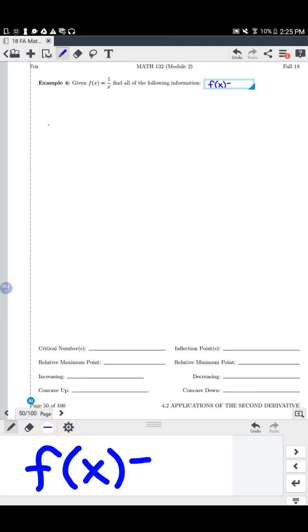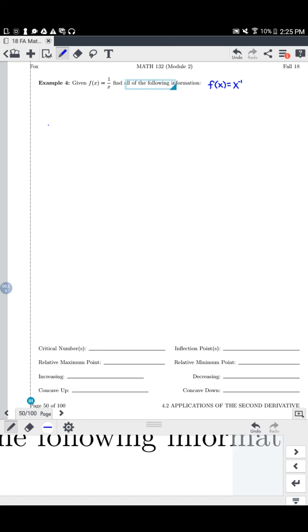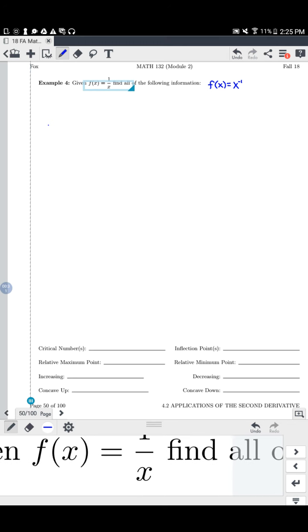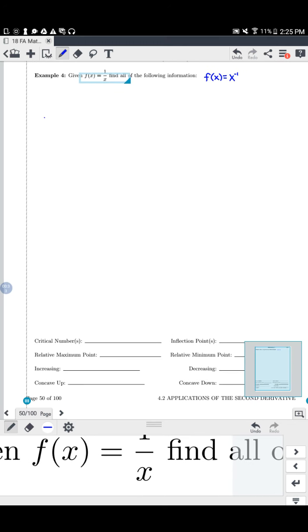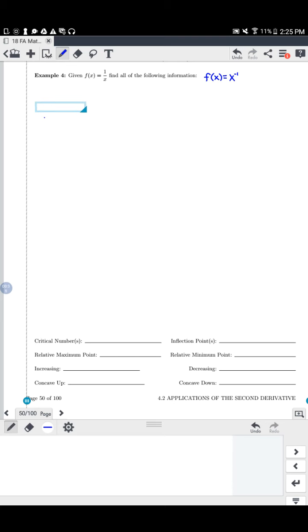f of x being 1 over x is really x to the negative 1. So just some algebra to start off with. My original function, 1 over x, I don't want to take the derivative like that. I'm going to rewrite it as x to the negative 1, and I'm going to find everything about this function. Critical numbers, inflection points, all that good stuff.